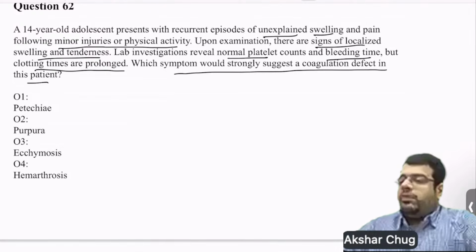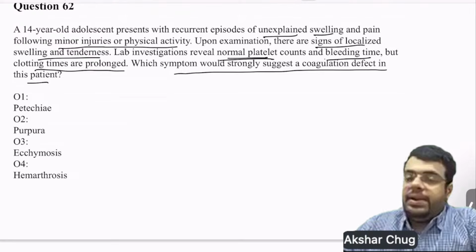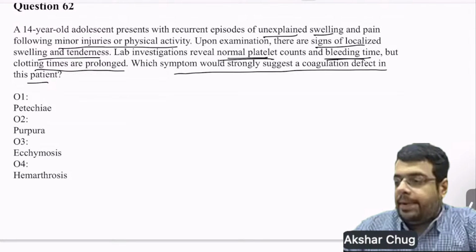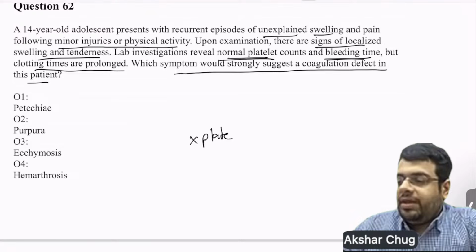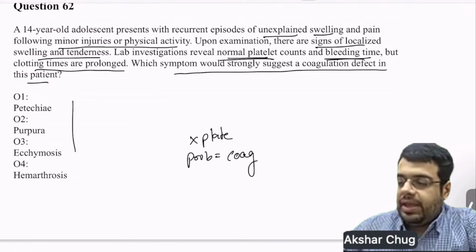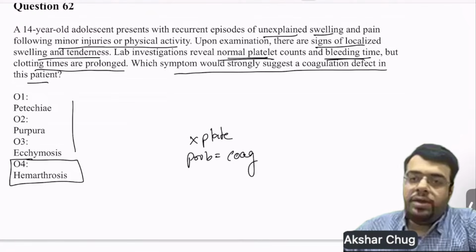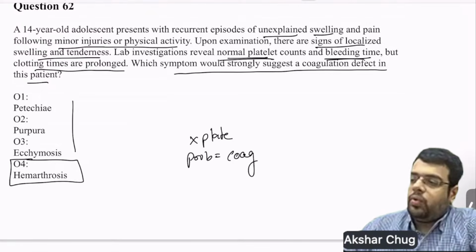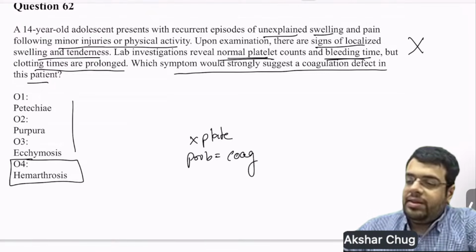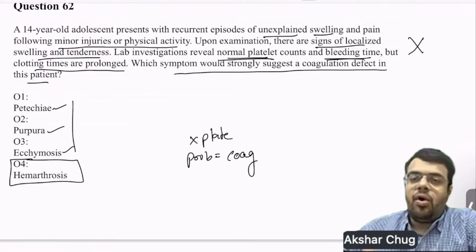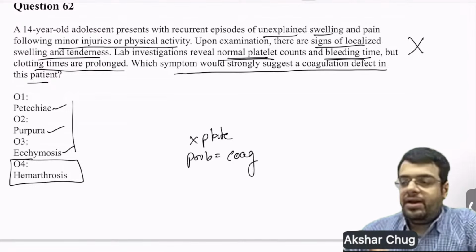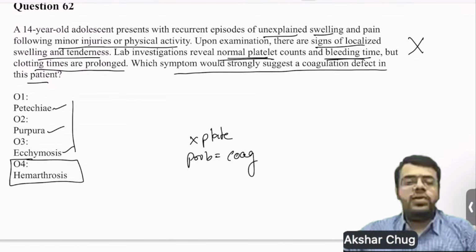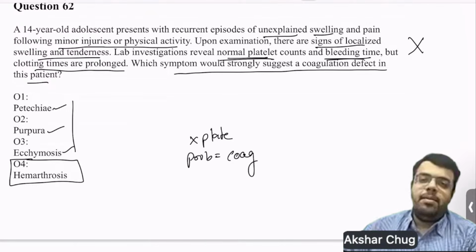So here we are given that the platelets were normal and the bleeding time was also normal. So the problem is not with platelets. The problem is with the coagulation factors. And out of the given options, hemarthrosis has the defect in coagulation factor, which is also seen in patients of hemophilia. Also, even if I had not known about this at all, I could easily see that petechiae, purpura, and ecchymosis are all related to problems in platelets, whereas hemarthrosis is the odd one out. And usually, if you can find the odd one out in the options, most probably that is the answer. So hemarthrosis would be the answer to the question.